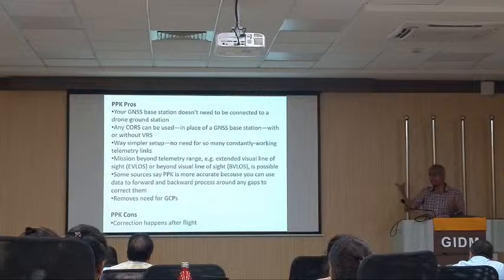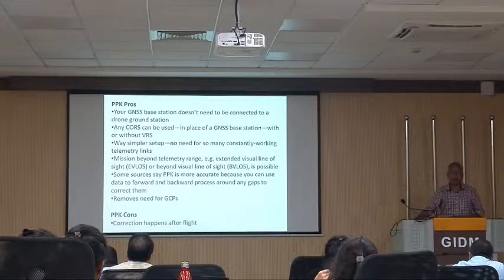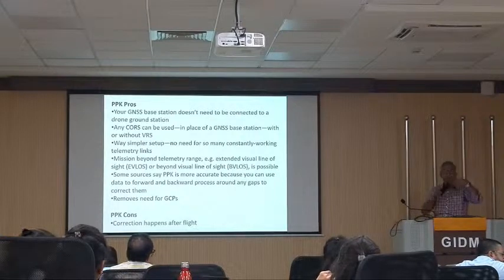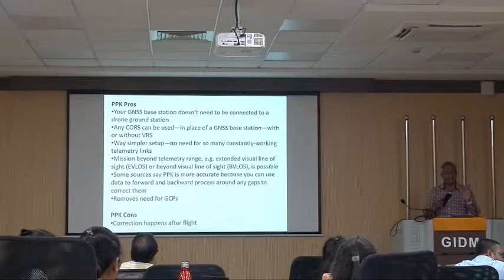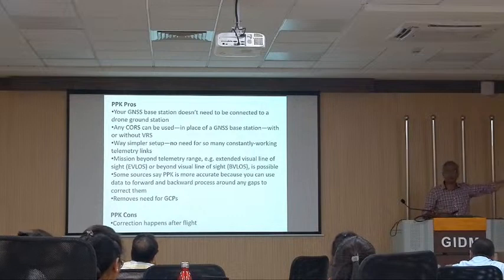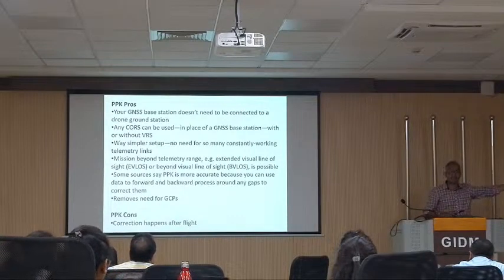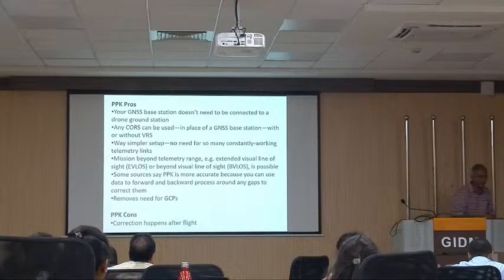Visual line of sight is basically like your Bluetooth. If you have Bluetooth connected, if I see you, and if it gets connected, you can connect it. If you are in the next room, if your device cannot see the next device, it will not get connected, right? So that's something which is called visual line of sight in general.